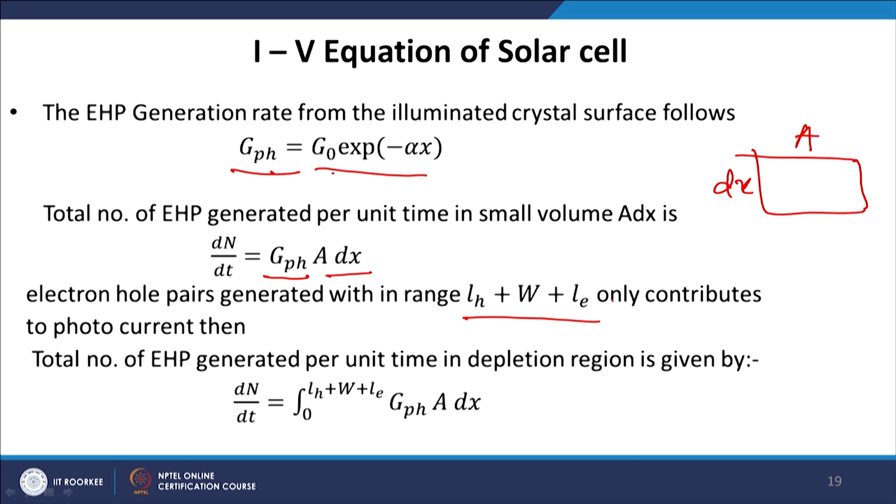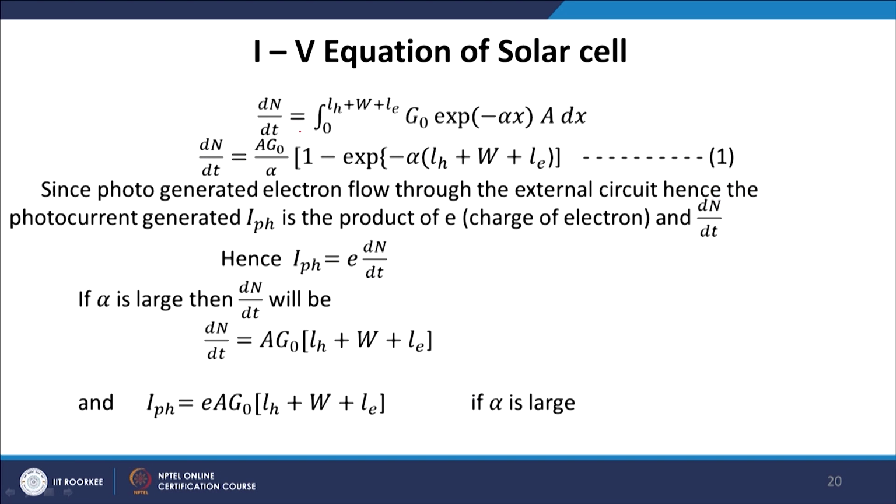Then the total number of electron hole pairs generated per unit time in the depletion region is given by dN dt is equal to the integration from 0 to LH plus W plus LE of Gph times A dx. Why have we integrated from 0 to LH plus W plus LE? Because this upper limit is the width of the active layer which contributes to the generation of the charge carriers. That is why the integration limits go from 0 to LH plus W plus LE.